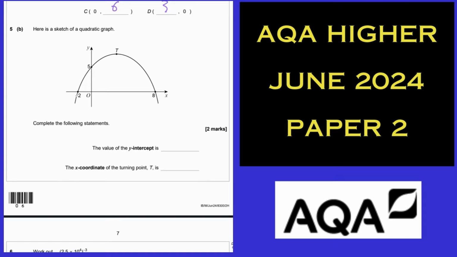5b, well, the y-intercept, that's the easy part. The x-coordinate of the turning point, you either know it or you don't. And if you don't, learn from this.